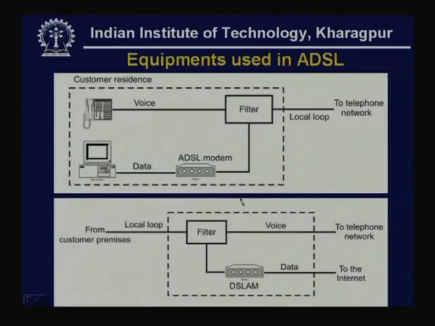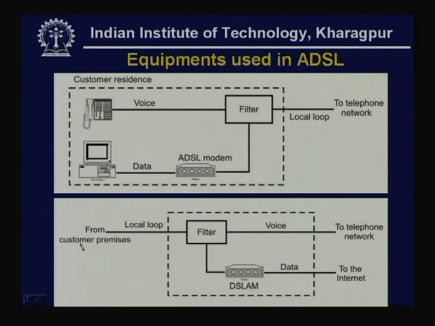And the equipment used in ADSL is shown here. So this is the customer residence, that is home. The local loop is coming here. With the help of a filter, you are separating out the voice channel, and one is going to the ADSL modem. The ADSL modem is getting back the data from here, as you know frequency division multiplexing is done, and it is performing the conversion, demodulation, giving you data of much higher rate, which is going to your computer.